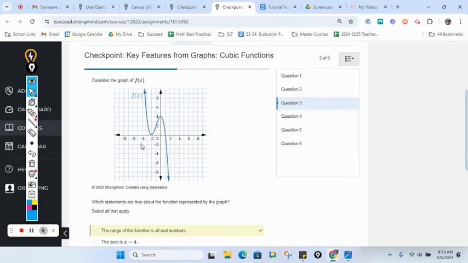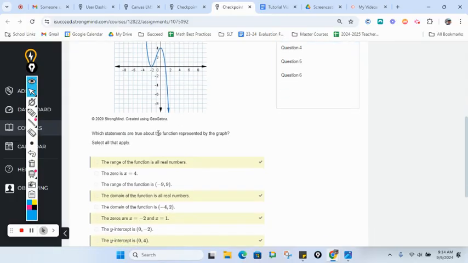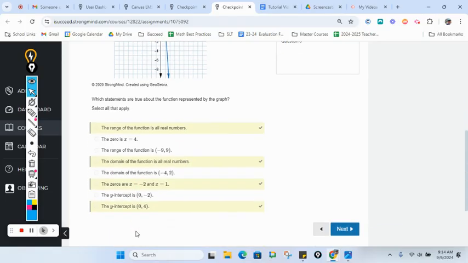Okay, number 3, what is true? So true statement, the function has a range of all real numbers. Yep, there's no y values that it skips over. The domain is all real numbers. Yep, because I can see where x's are negative, in the negative half of the graph, and positive, in the positive half of the graph. Yep.